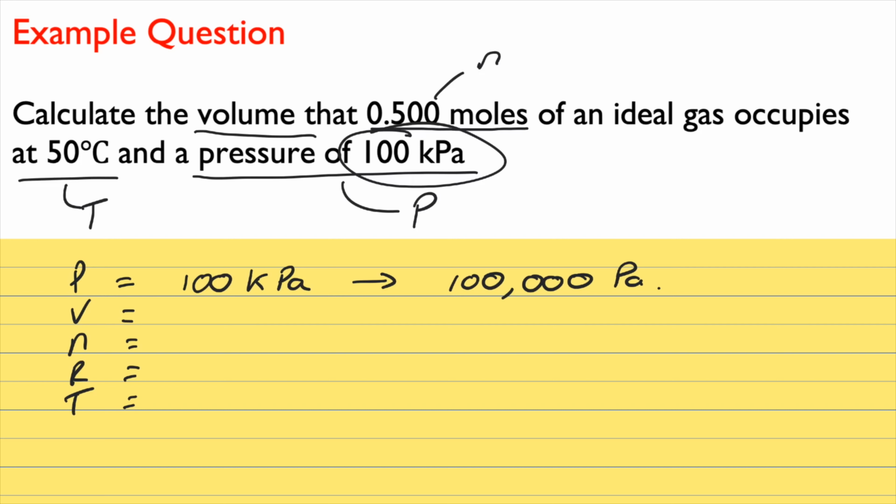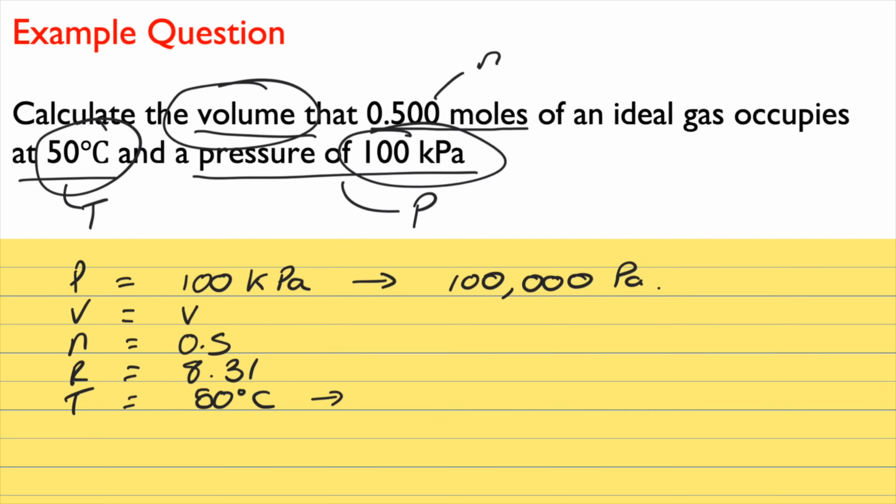The volume is what we're being asked to calculate. So the volume is just going to remain V, or question mark. n, we know n is 0.5 moles because we were told that in the question. R is always 8.31. And T is 50 degrees Celsius, which again we need to convert into Kelvin. So we add 273 to this, which gives us 323 Kelvin.